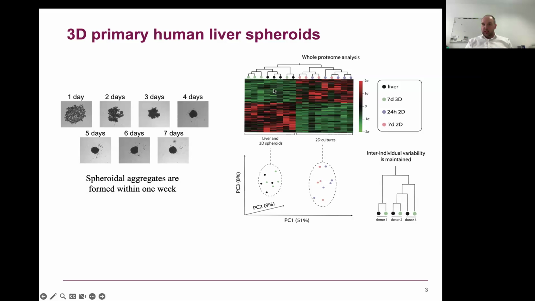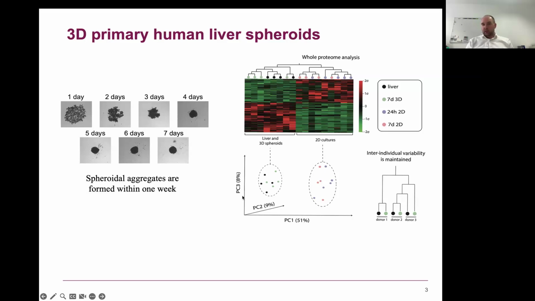And what I hope becomes clear is that the livers, indicated here with the black dots, and the 3D cultures, indicated with the green dots, form one cluster, whereas the 2D cultures of exactly the same individuals, isogenic 2D cultures, are fundamentally different already as early as 24 hours after culture. So this really means that it's the culture method itself that drives major phenotypic change of liver cells on a very rapid timescale.